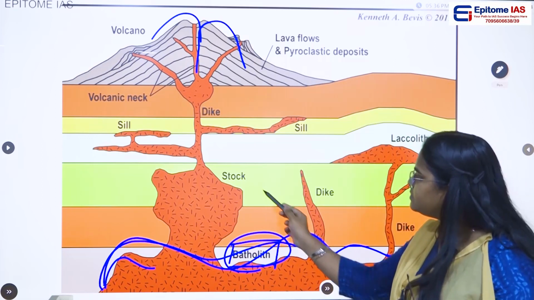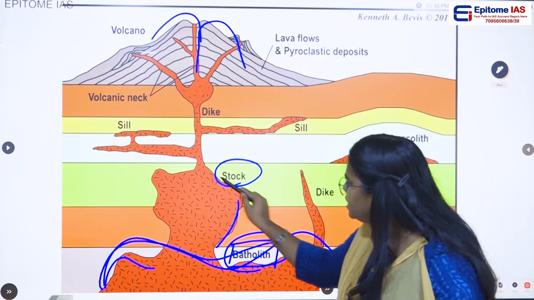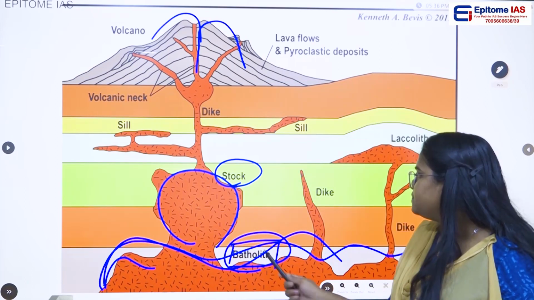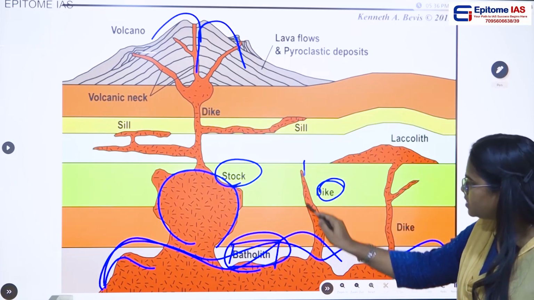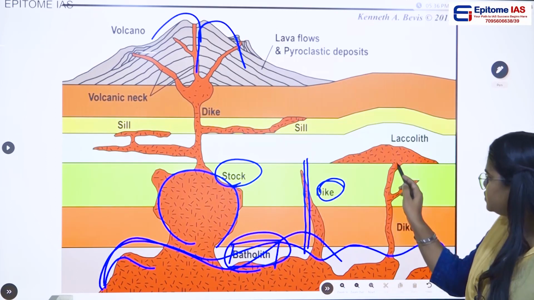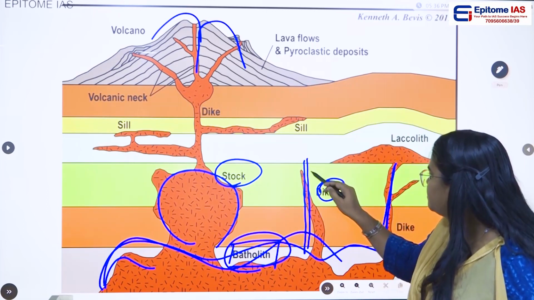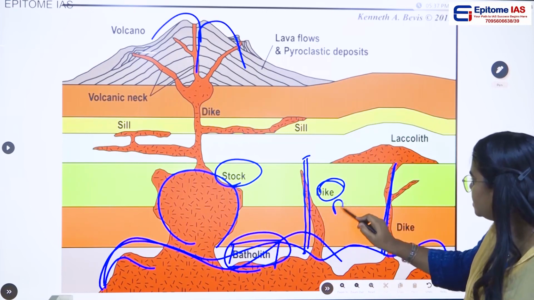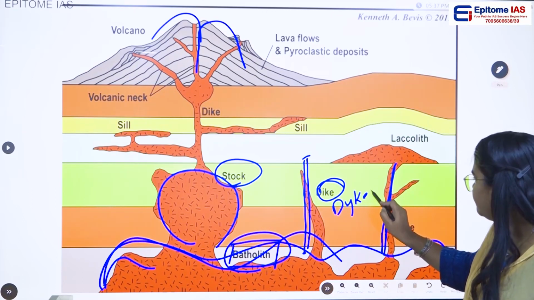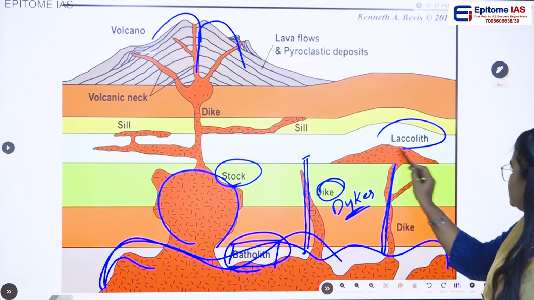And we have something called a stock. This is comparatively smaller than the batholith. And we have dike. What is a dike? A dike is somewhat vertical. If you see here, it is a near vertical feature. So this particular feature is called a dike. We can also say dyke. The spelling can vary.